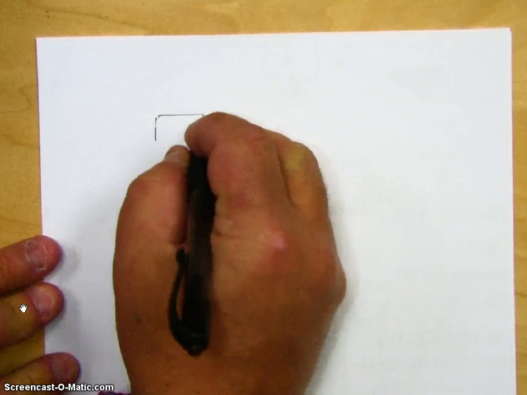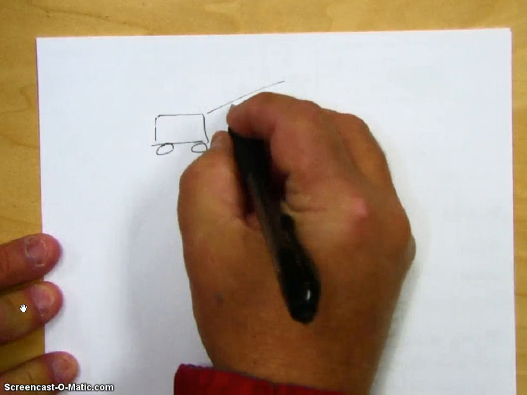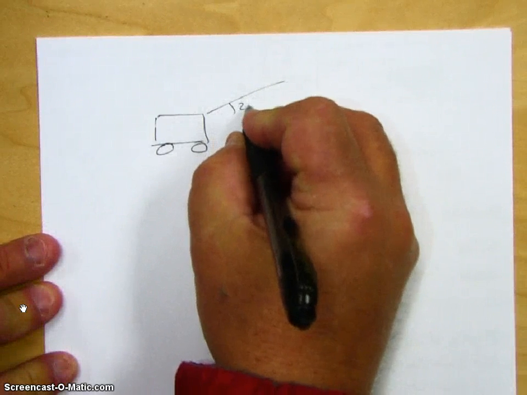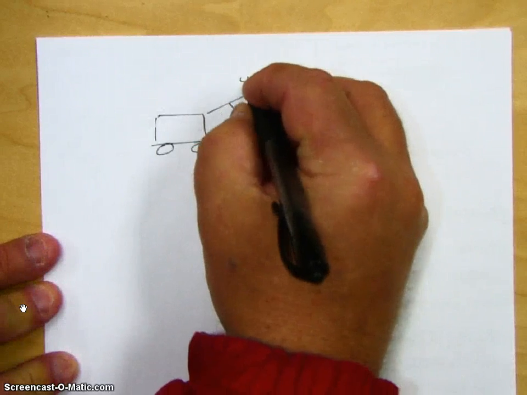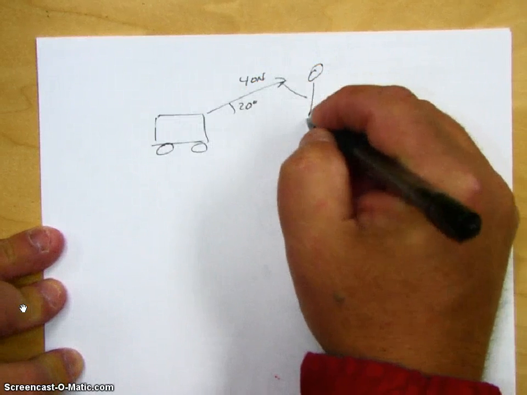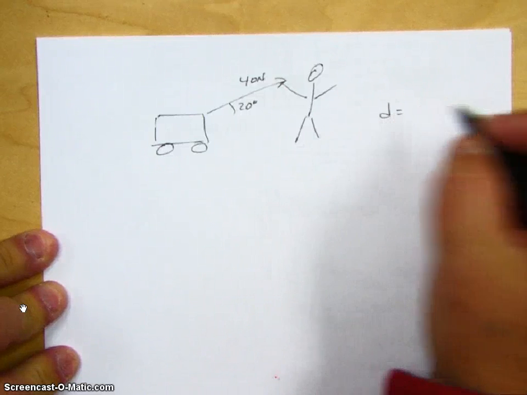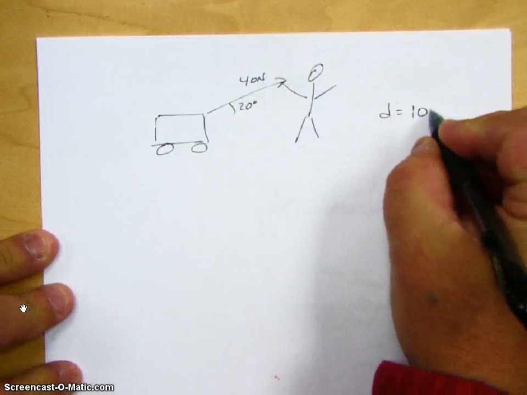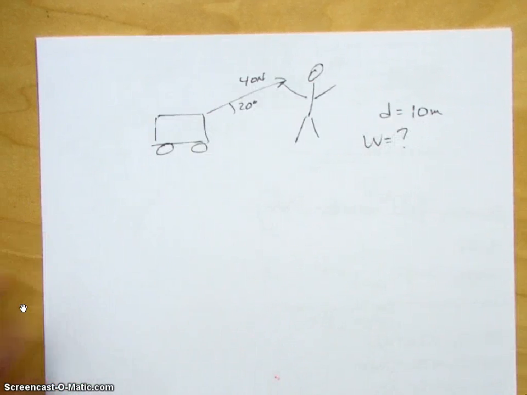Now, let's do an example problem. Let's, I don't know, let's pull a wagon. Let's pull the wagon at, let's say 20 degrees, and let's pull it with a force of 40 newtons. We got a kid pulling a wagon home. That's some artwork there, baby. And what I want to do is he's going to pull it at a distance of 10 meters. If he pulls it at a distance of 10 meters, I want to know how much work he did pulling the wagon home.